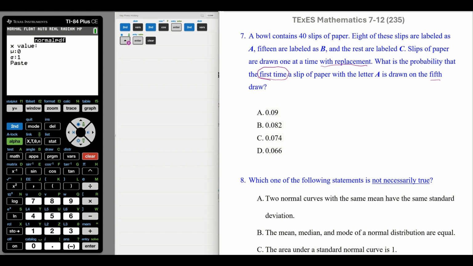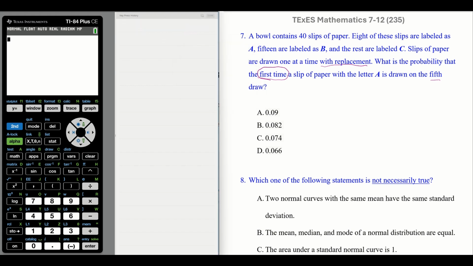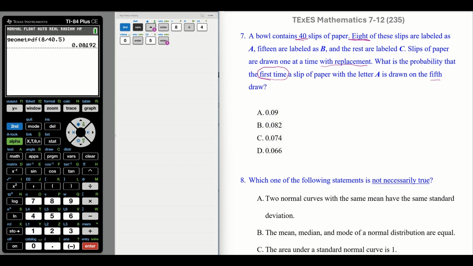That and this wording, first time, tells me that we are using a geometcdf. Let's back out of this and clear out all this. You see exactly what I'm doing. So second vars, and let's just arrow up if you remember. Right there, and we enter. Our probability is this 8 out of the 40. Just type it in as is. And we need the 5th value. That gives us this. This is correct, and we have a rounding situation. Perfect.